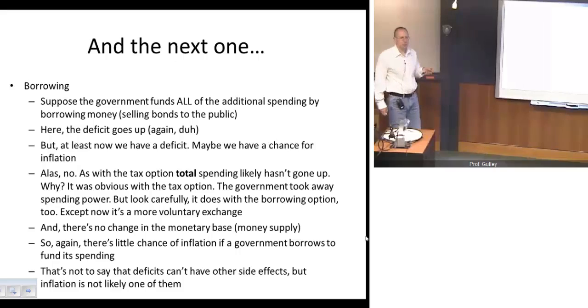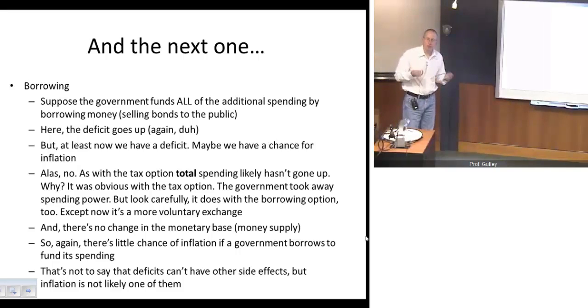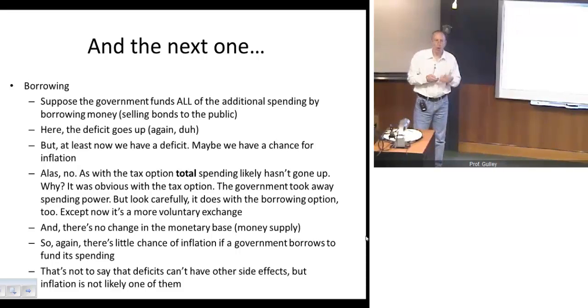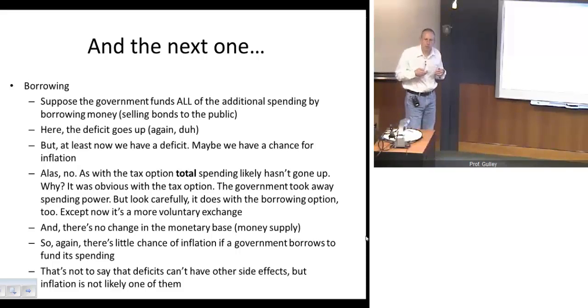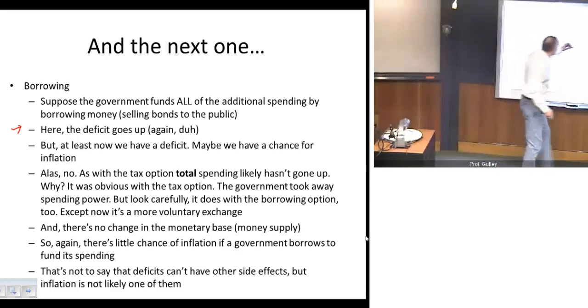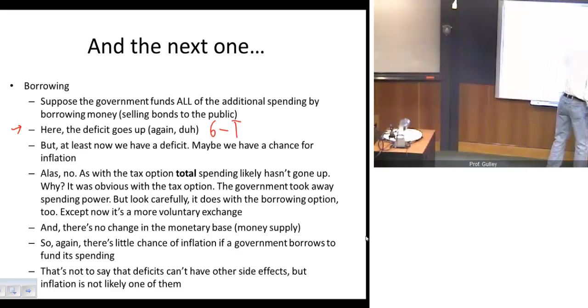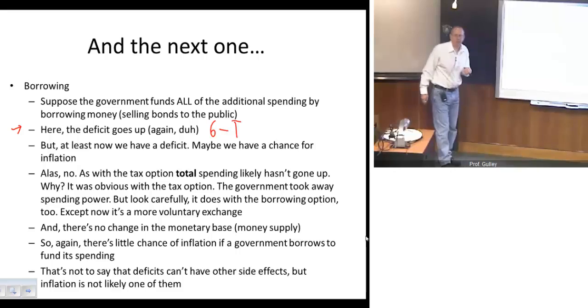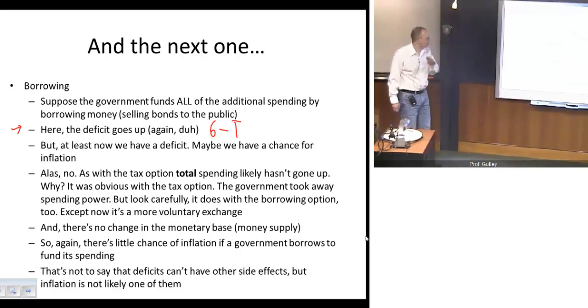Well, what about borrowing? Suppose instead of raising taxes to finance that $1 billion in spending, the government instead borrows it. So they go out into the financial market and sell $1 billion worth of bonds, and they use the proceeds of that bond sale to finance that additional spending. Well, now here it's pretty obvious. Since government spending has risen and tax revenue has not, the size of the deficit has obviously gone up. Again, fairly obvious, but humor me here. So now we've at least got the deficit. So maybe we've got a chance for some inflation.